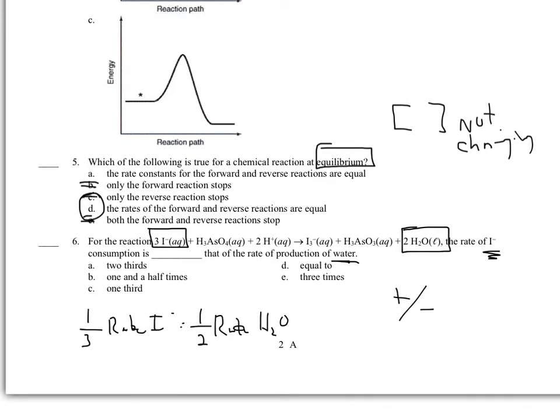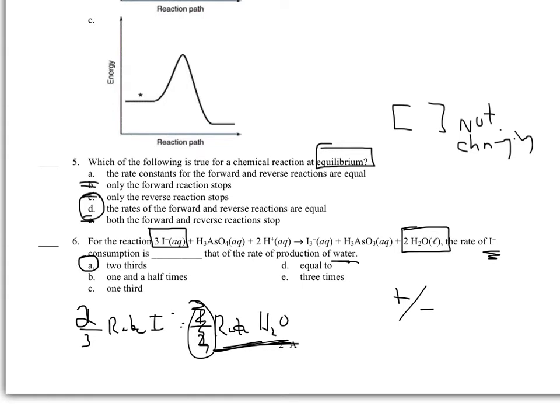Now if we're saying the rate of iodine consumption is blank that of the rate of the production of water, we want to isolate the production of water. So we need to divide both sides by 1/2. Dividing both sides by half is essentially multiplying both sides by 2. And so 2/3 the rate of iodide is equal to the rate of water. And so the answer is A, if we do the math correctly.